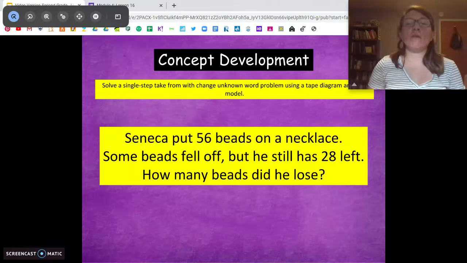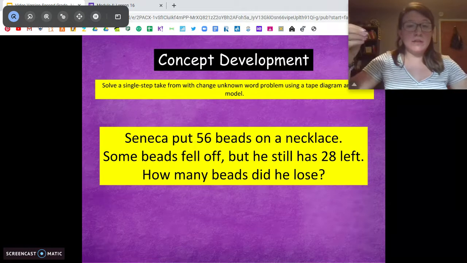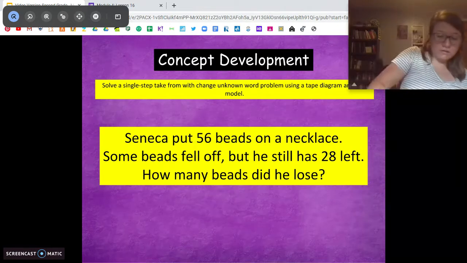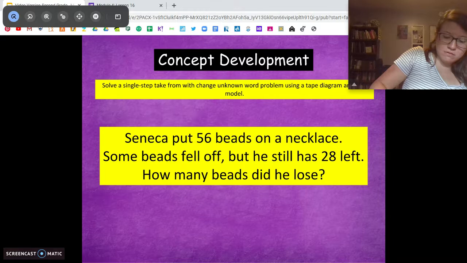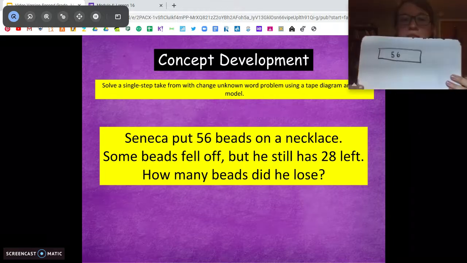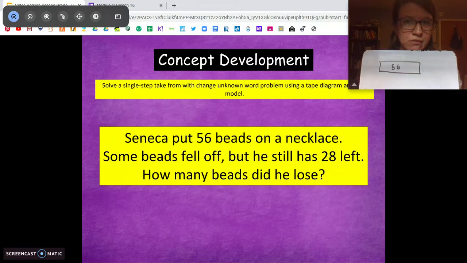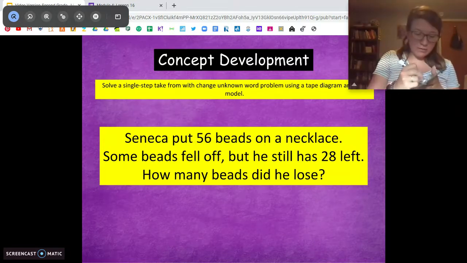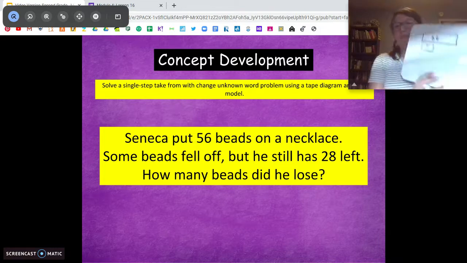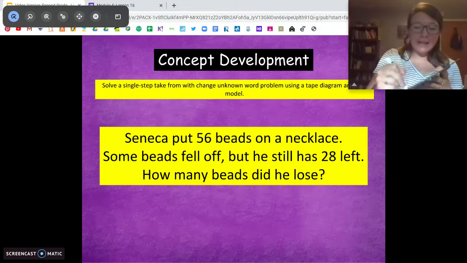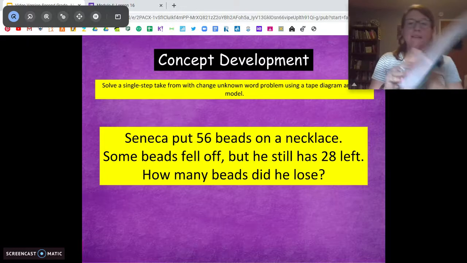Good. All right, let's go over it. So Seneca started with 56 beads. So I'm picturing 56 beads on a necklace. And I'm actually going to draw a tape diagram. 56 beads. Okay, some of the beads fell off. Do we know how many beads fell off? We don't, right? But I'm going to put a little thing here with a question mark. We don't know how many fell off, but he still has 28 left.